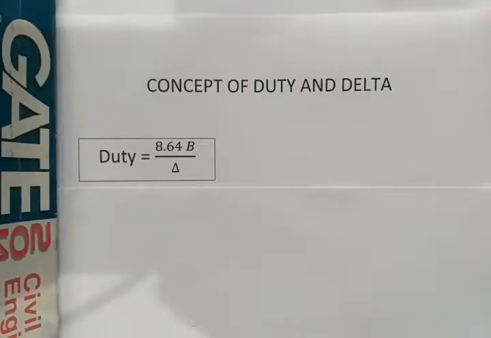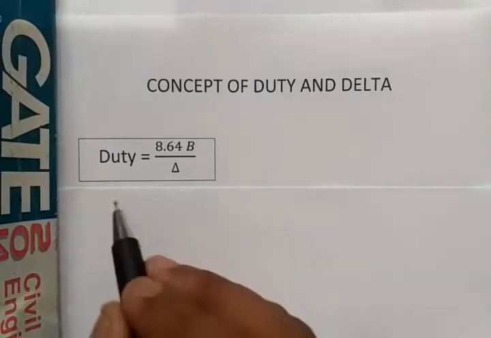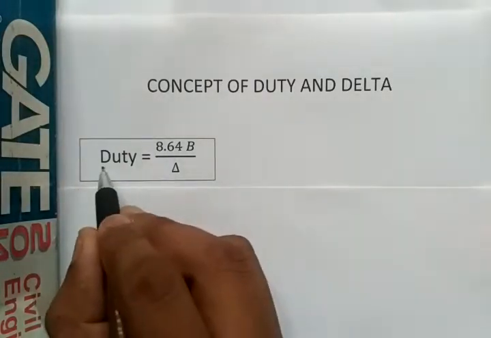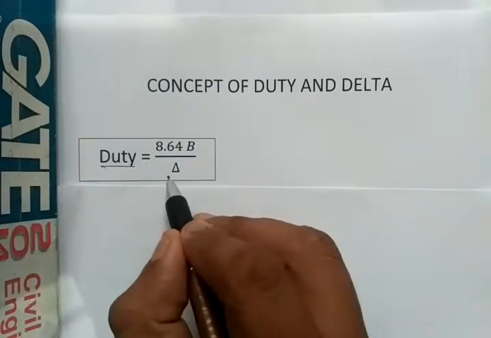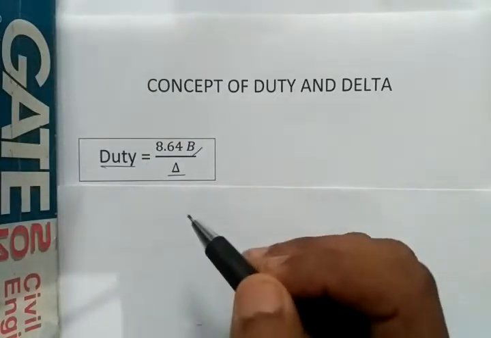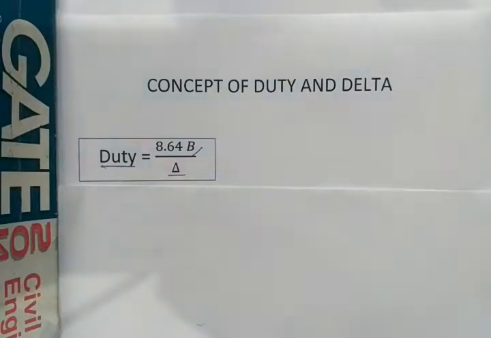Hi friends. So here we will look into the concept of duty and delta. While solving problems related to irrigation engineering, you might have gone through this equation with duty, delta and B, that is base period. Some of you may want to know what actually duty is and what actually delta is. So here we will look into the concept of duty and delta.